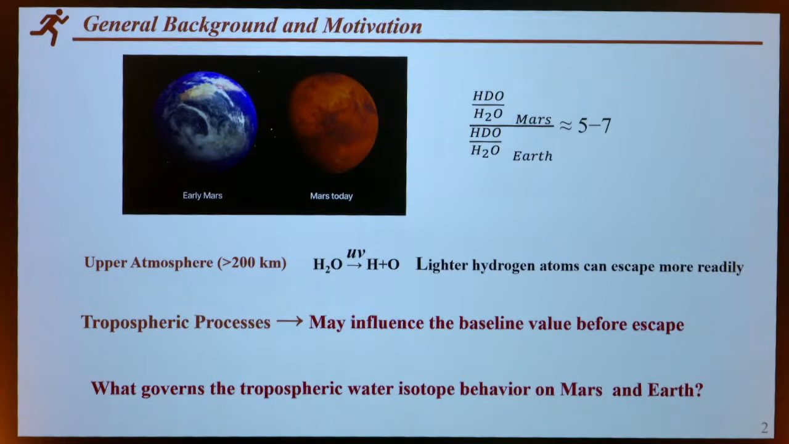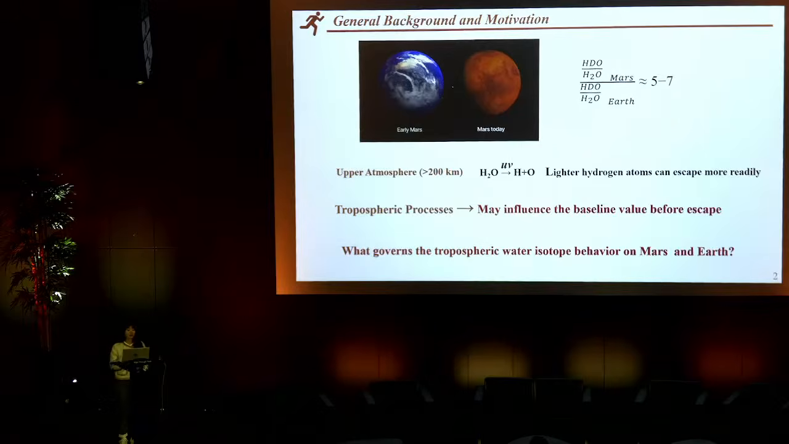Previous studies, based on the fact that the D/H ratio on Mars is about 5 to 7 times higher than on Earth, concluded that Mars had lost a large amount of water. That's mainly because the lighter hydrogen can escape more easily into space, but this occurs in the upper atmosphere. Before that, tropospheric processes may already influence the baseline, which will influence our estimate of the water loss on Mars. So here we want to focus on the troposphere.